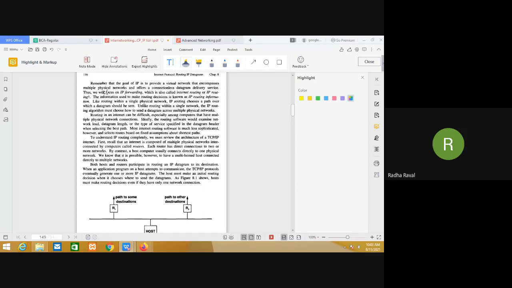Okay, so now we'll focus on IP forwarding. It's also known as internet routing or IP routing. So the information used to make routing decisions is known as the IP routing information.